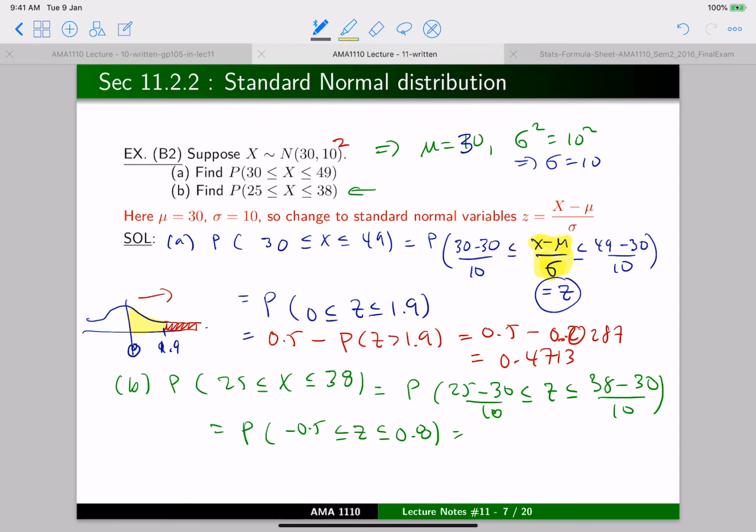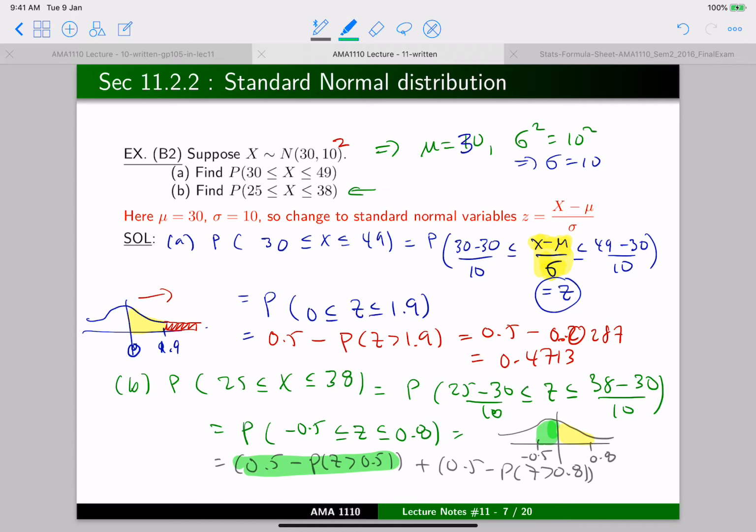Again, we just draw it out. It's the normalized framework. This is minus 0.5 here, and 0.8 here. We want to find the total area from minus 0.5 to 0, and also from 0 to 0.8. The green area will be in fact just 0.5 minus the probability that z is greater than 0.5. The yellow area will be 0.5 minus the probability that z is greater than 0.8. Then you can figure this out using your tables. It'll be in fact 0.4796. Okay.